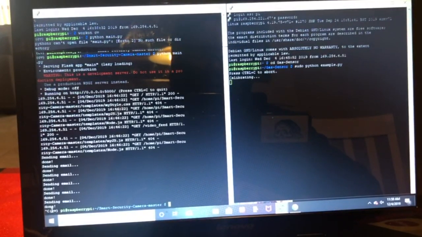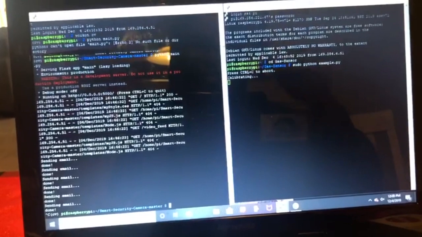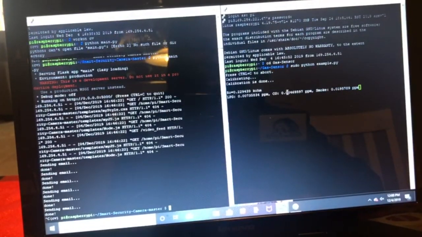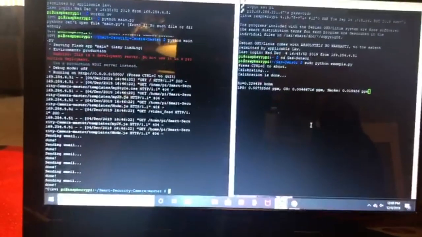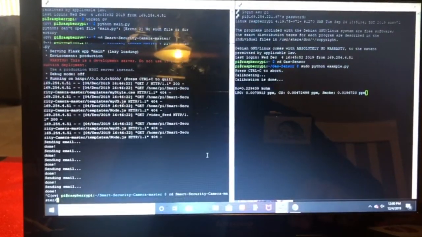The gas sensor and the camera, to show that both the camera and the gas sensor work together. So here you can see that the gas sensor is done calibrating, and I'm going ahead and running the camera code.